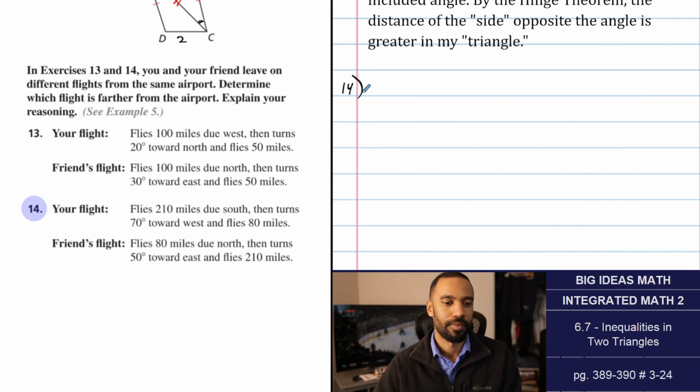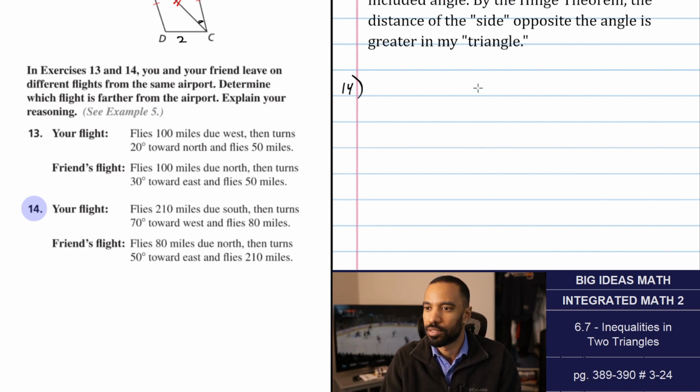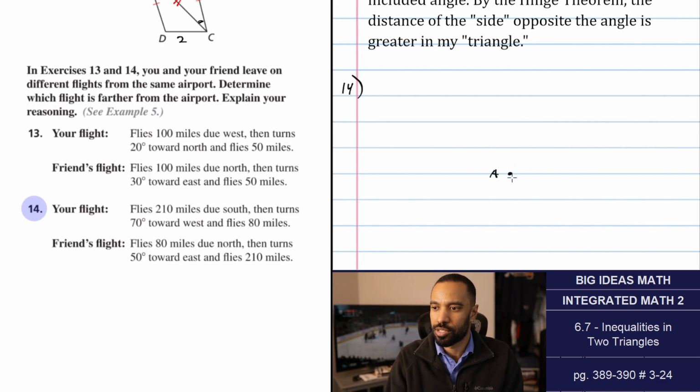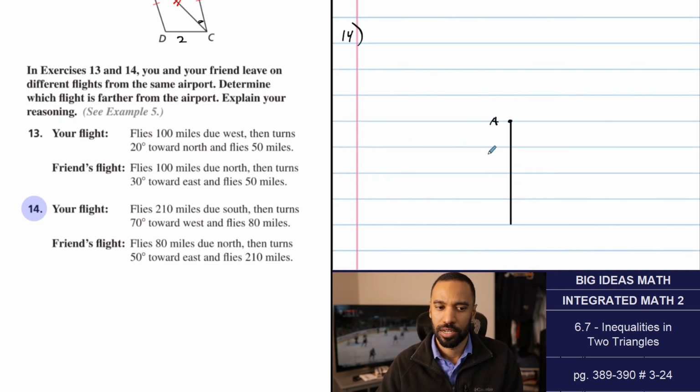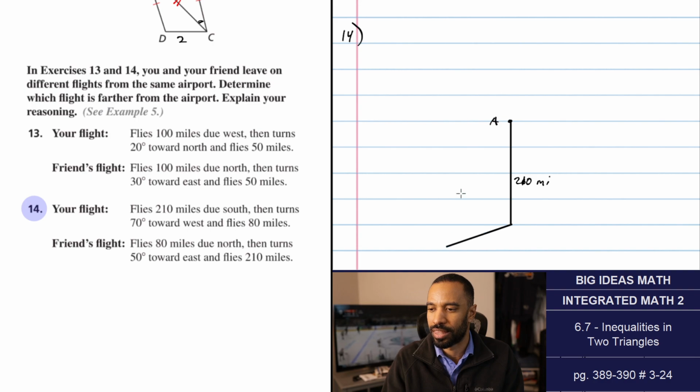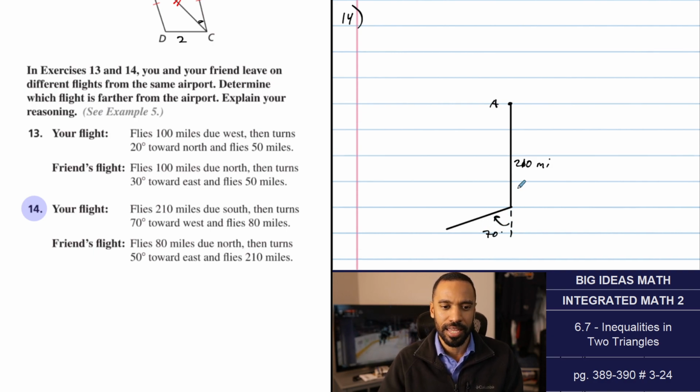So number 14, flight. My flight flies 210 miles due south. Where's the friend? Other friend's gonna go north, so I'm gonna go this way. So 210 miles due south, like here. Then turns west. Turns 70 degrees toward west. So once again, instead of 90, we'll go like that. So this will be 70 degrees toward west to go another 80 miles.